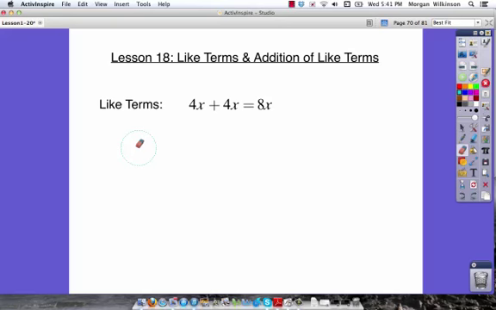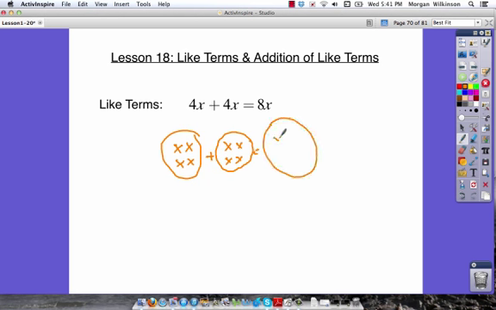Lesson 18 is talking about like terms and addition of like terms. In this lesson, here are some like terms. We have 4x plus 4x, that's equal to 8x. Intuitively, hopefully that will make sense to you, because if we have 4 x's, 1, 2, 3, and 4, and then we add them to 4 more x's, we must get a total of 8 x's. It's going to be a bigger circle because we've got a lot more x's in there.